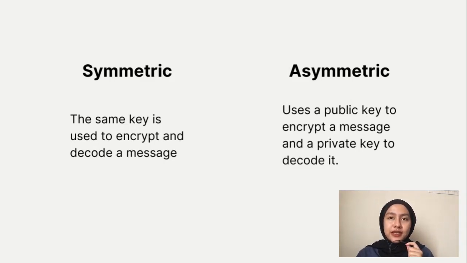Modern encryption techniques are symmetric and asymmetric encryption. The same key is used to encrypt and decode a message in symmetric encryption, also known as single key encryption. Asymmetric encryption, often known as public key encryption, uses a public key to encrypt a message and a private key to decode it. Moreover, for asymmetric encryption, you may freely share your public key, allowing anybody to encrypt and send you a message, but only you have the private key and can decode the message.